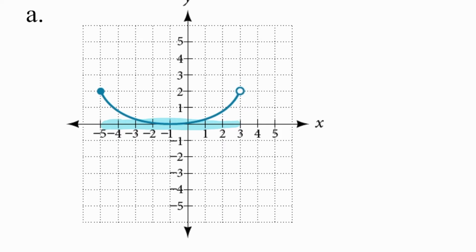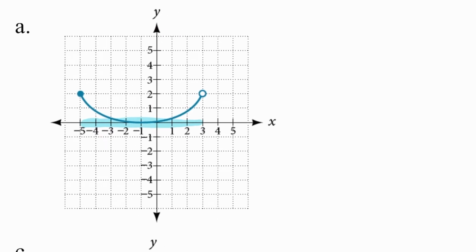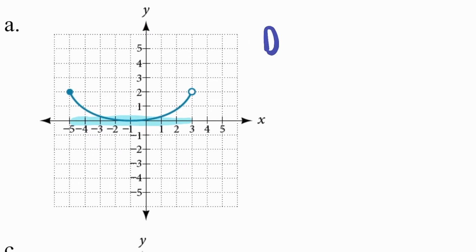So looking at that horizontal spacing, that tells me that the domain is going to equal, let me change colors here. The domain is going to equal the interval from -5 up to 3, not including 3.